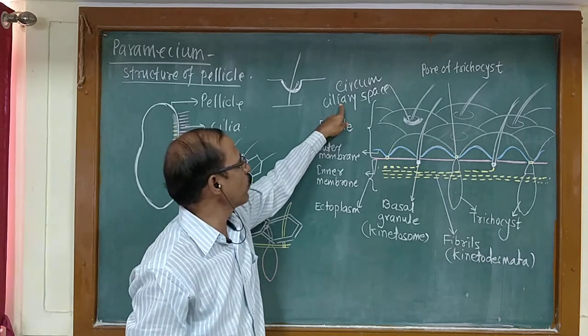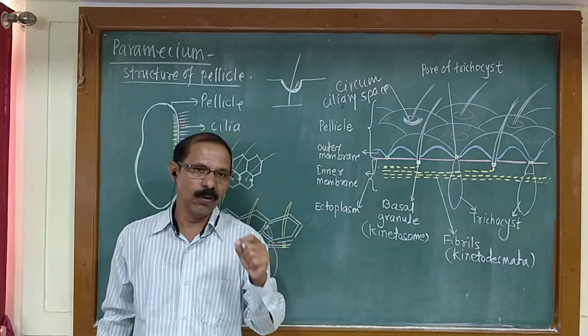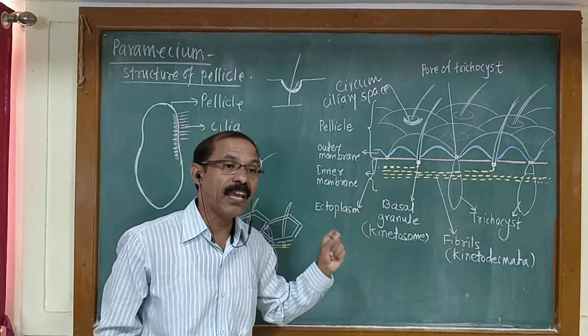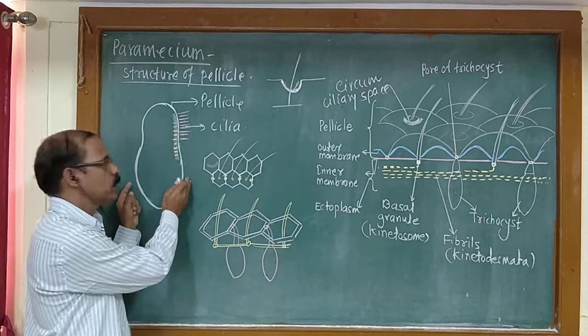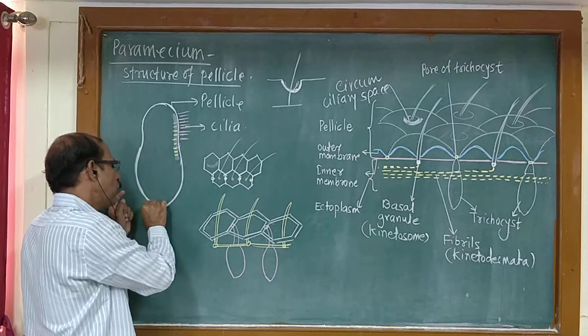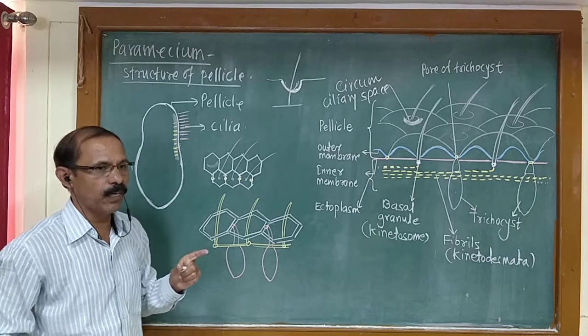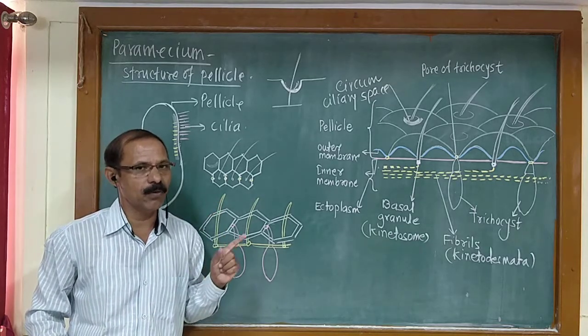Now this is about the structure of the pellicle. What is the function of the pellicle? We have learned in the first line that the pellicle gives shape to the organism, Paramecium. It maintains the shape of the body, like the skin, as the outermost covering. Thank you. This is about the pellicle.